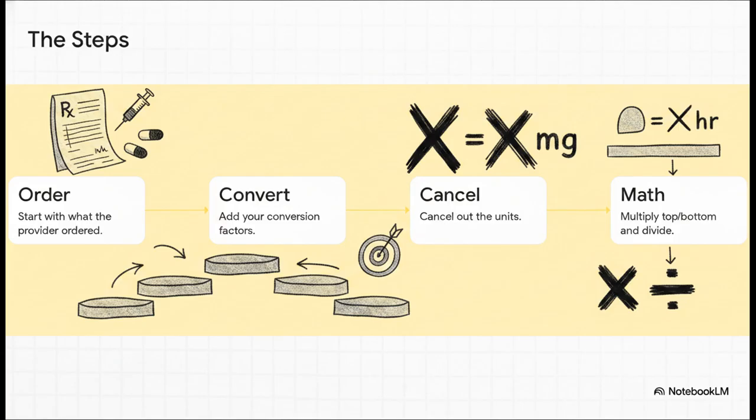Step 1, we always start with the order. What did the healthcare provider actually prescribe? Step 2, we add our conversion factors. Think of these as our stepping stones. Step 3, we cancel out the units. Honestly, this is the fun part. Our main goal here is just crossing out the units we don't need until we hit our target. And step 4, we multiply everything across the top, multiply everything across the bottom, and then just divide.